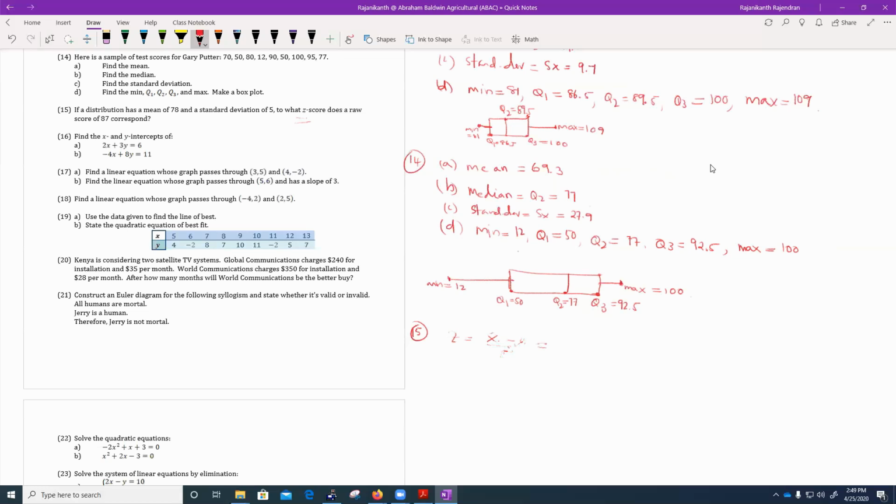The data value is x, right? It is given in the problem that the data value is 87. The mean for the problem, mu, is 78, given, over the standard deviation, which is 5. Simply plug in these values and simplify. So 87 minus 78 over 5. You should get 1.8.